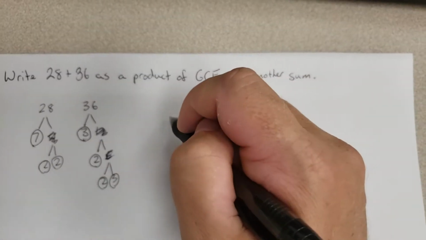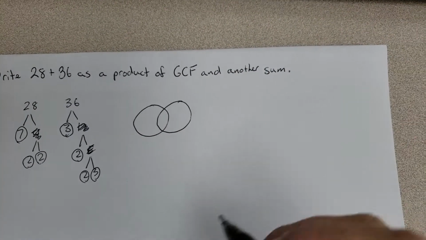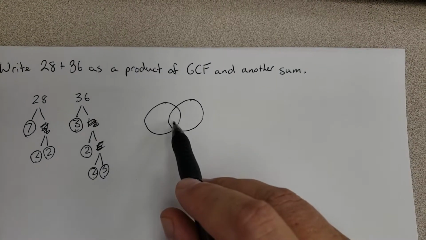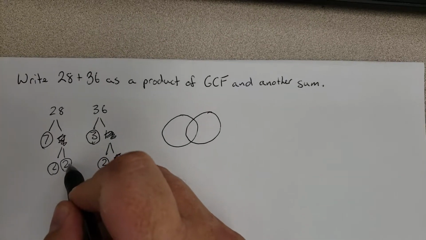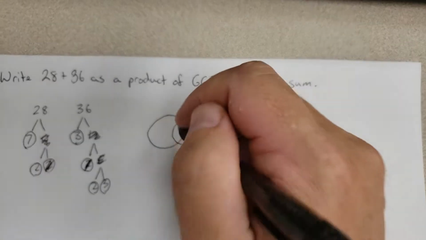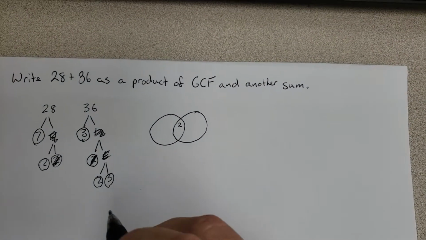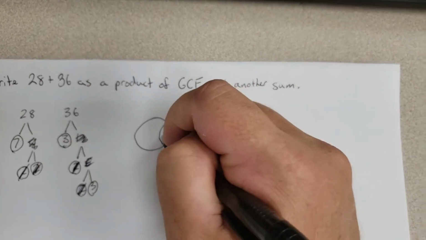So now for the Venn diagram. We're going to take the numbers that are in common from both trees, and we're going to put them into the middle section here. So if I look, I have a 2 right here and a 2 right here. So that's one match that I can put in here. So I have one matching 2. Then I look and I have another matching 2 right there. So that's another matching 2.